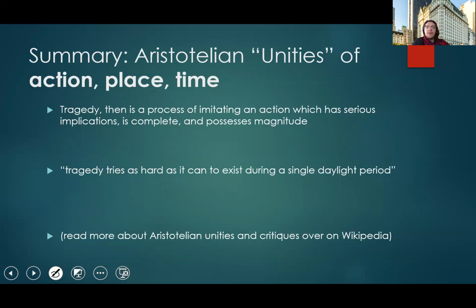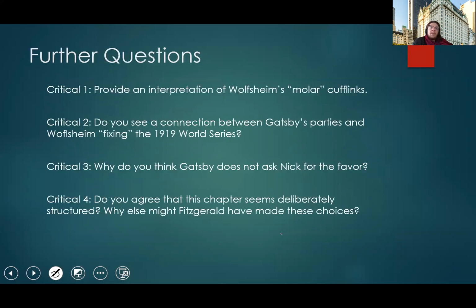So looking forward, what do I want you guys to think about? Well, here are 4 critical questions. You just pick one and throw it up on the forum. Critical 1. Provide an interpretation of Wolfsheim's molar cufflinks. What's going on in that entire scene? Nick was not looking at them, and Wolfsheim draws attention to them. You'll want to look at the paragraphs before and after that.